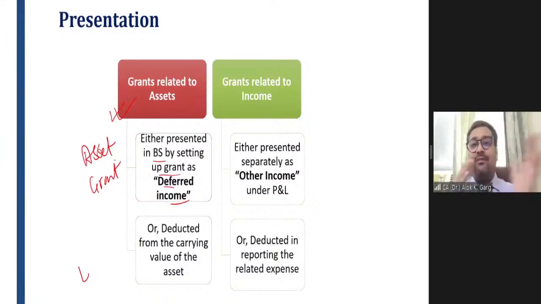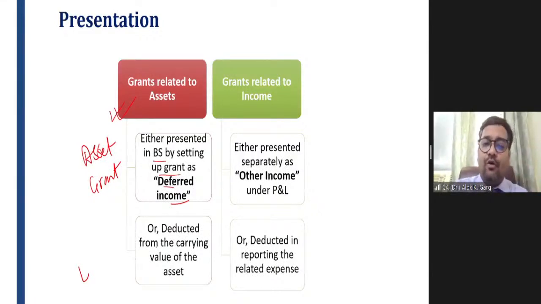If the asset is free of cost, then the full value. If the actual money has been received or the grant has been agreed for a fixed amount, then that fixed amount. For example, a 50 lakh rupees building, the government has given free of cost. So in this case, grant and building both have to be shown as 50 lakh rupees. Second example, government has given 20 lakh rupees for that building. So a building has to be shown at 50 lakh, grant has to be shown at 20 lakh. So this is a gross approach.